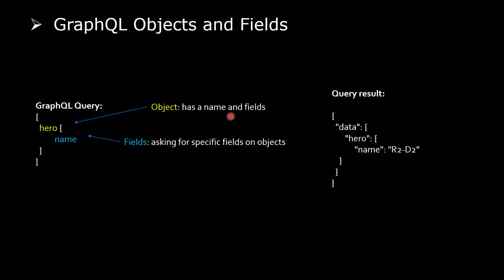Let us understand GraphQL in a little more detail. So this is a sample GraphQL query. This is the object. This is the table name, and this is the name of the field. So this is the GraphQL query. The object has a name and the object has a field, and the field is asking for a specific field on the object. So I want to retrieve data of hero, and I want the name of the hero. So here is my data. Here is my query result. You want data of hero, and you want the name of the hero. So the name of the hero is R2D2. So this is the query result, and this is the object, and this is a field.